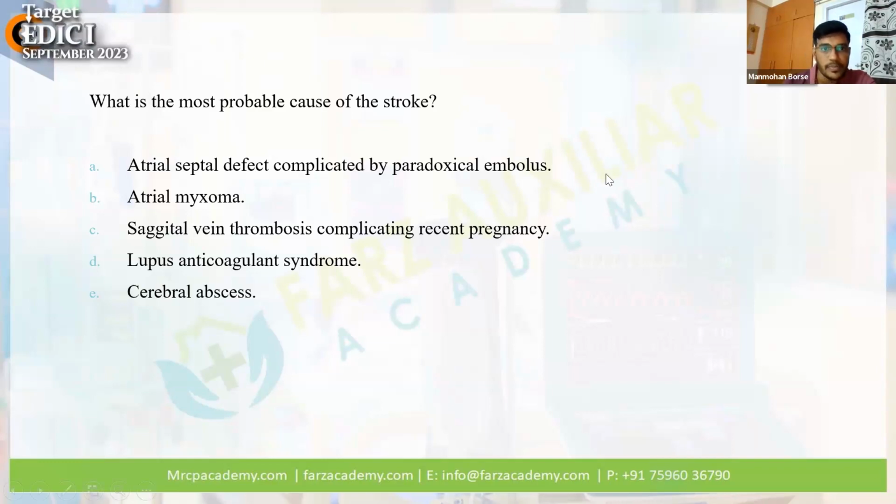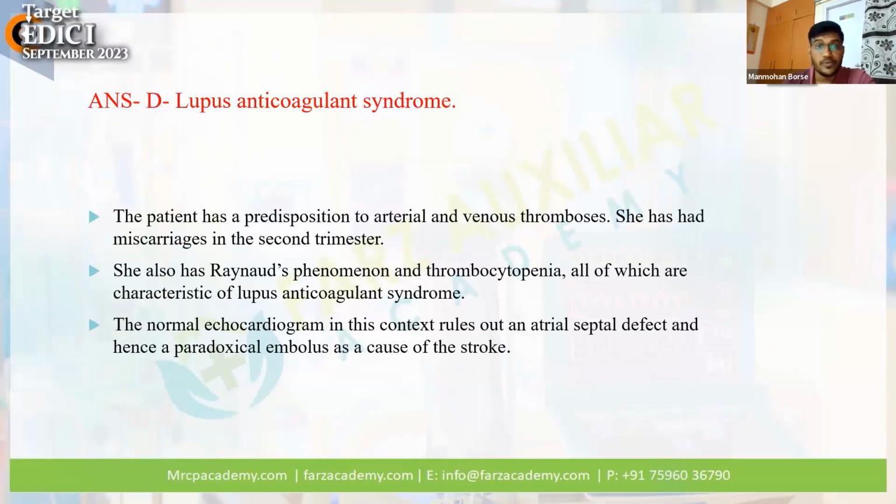Okay, I can see many people are answering. D. Very good. The answer is actually lupus anticoagulant syndrome. Why do you say that? Because she had a predisposition to arterial and venous thrombosis. This time it is arterial, the MCA territory, and she already had a venous thrombosis in terms of DVT. She also had miscarriages, and a mild Raynaud's phenomenon associated with thrombocytopenia, all of which are characteristic of lupus anticoagulant syndrome. The normal echo ruled out atrial septal defect and paradoxical embolus.